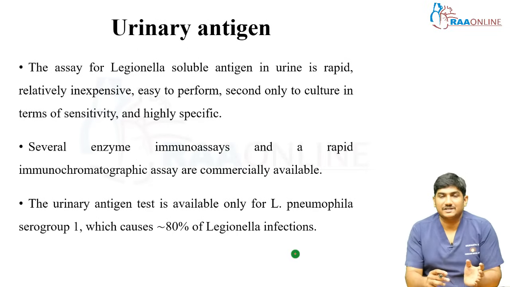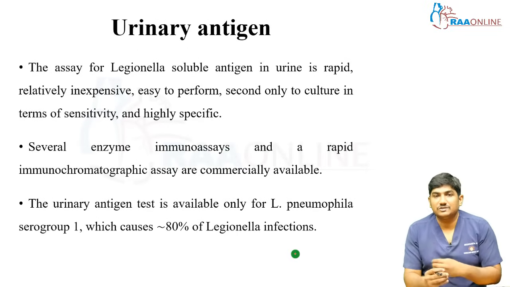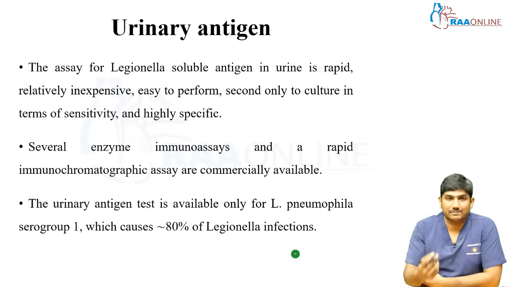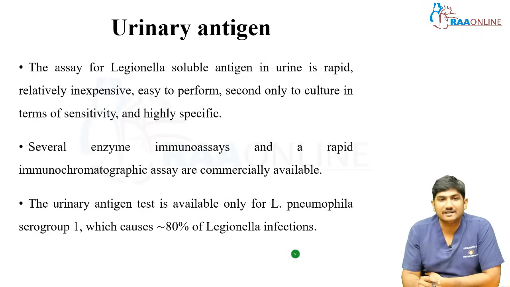So this is about the sputum samples, right? An easy test to do is the urinary antigen test. Okay, it's basically non-invasive, right? Because when there is not enough sputum sample, you need a bronchoscopy to take the sample out. Instead of going for a bronchoscopy, doing a urinary antigen test is quite easy, right? So the assay of Legionella soluble antigen in urine is rapid, relatively inexpensive, easy to perform, and is second only to the culture in terms of sensitivity and specificity.